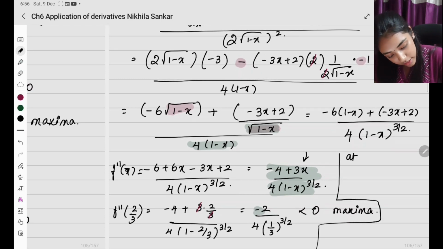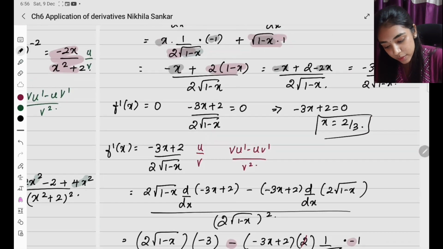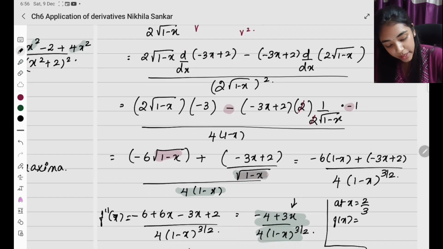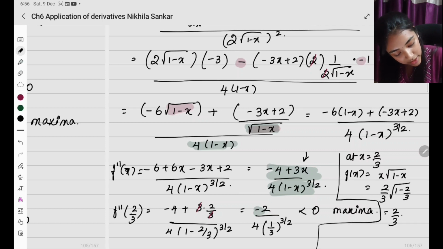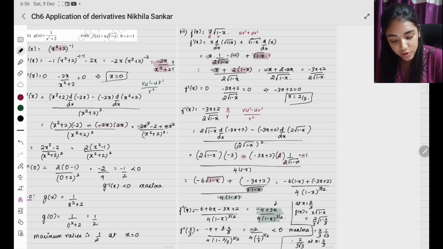So at x equals 2 by 3, what is my f of x going to be? f of x from the question is x root of (1 - x). When I substitute, I have 2 by 3 times square root of (1 - 2 by 3), which is going to be 2 by 3 times the square root of 1 by 3, that is 1 by root 3. So what is my value? 2 divided by 3 root 3. So this is my maximum value at x equals 2 divided by 3.